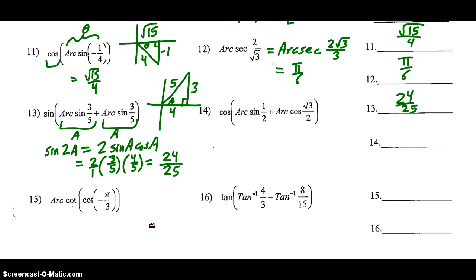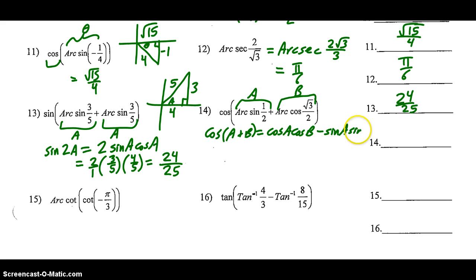Alright, number 14. Cosine of arcsine of 1/2 plus arc cosine of radical 3 over 2. Once again, please notice this is an angle. And unfortunately, this time it's a slightly different angle. At least it looks to be that way, right? So we have a formula for that. Cosine of A plus B equals cosine A cosine B minus sine A sine B. Make sure you watch out for that sign difference as well. It's cosine of A plus B, but the minus is what's between them.